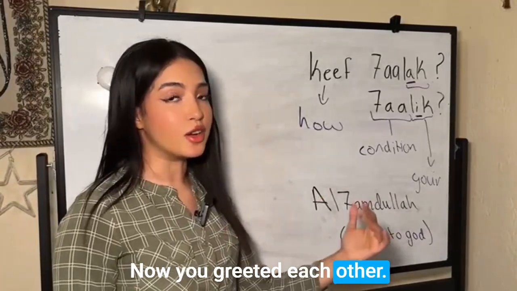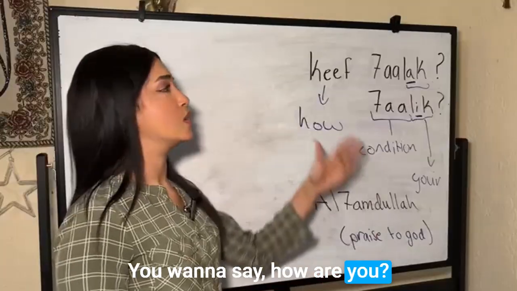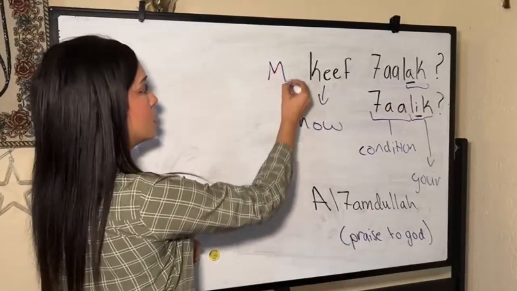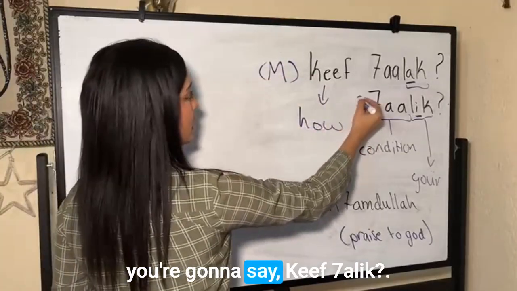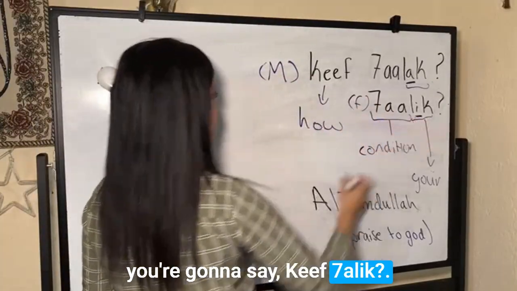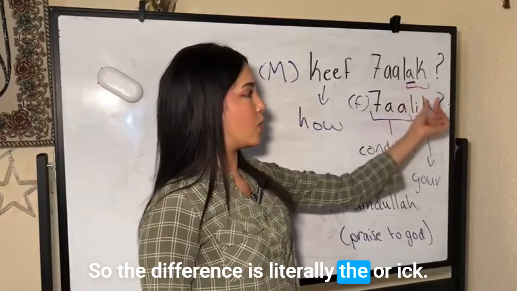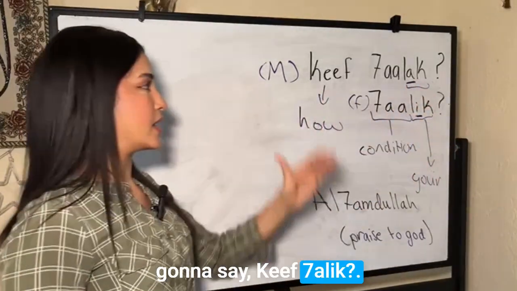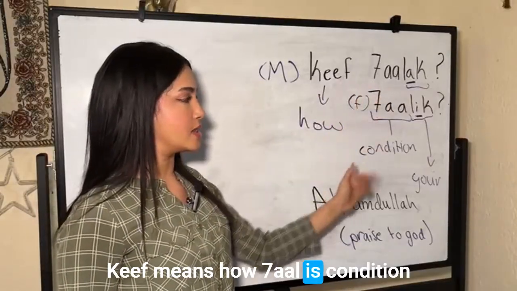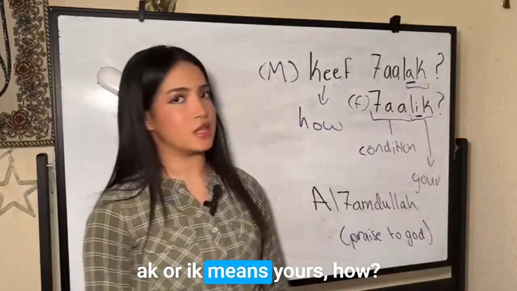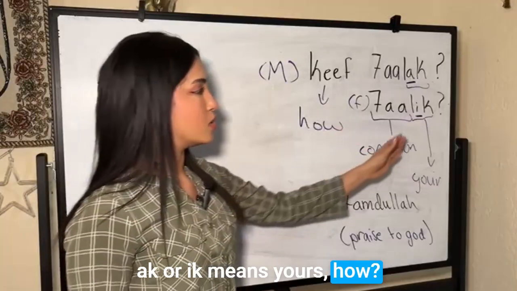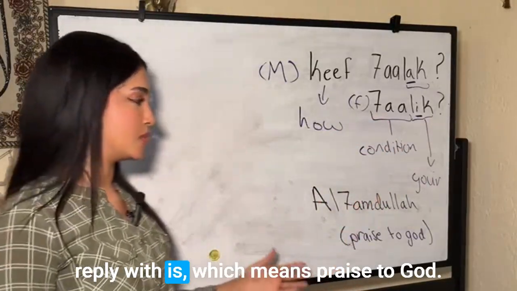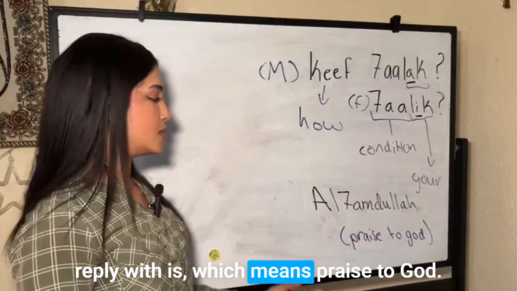Now you greeted each other, you want to say, how are you? Kif halak. This is if you're asking a male. Now if you're asking a female, you're going to say kif halik. So the difference is literally the ek or ik. Okay, so if you're asking me, you're going to say kif halik. Alright, kif means how. Hal is condition. Ek or ik means yours. How, your condition.